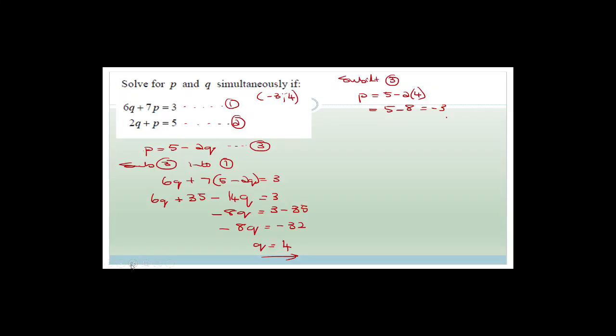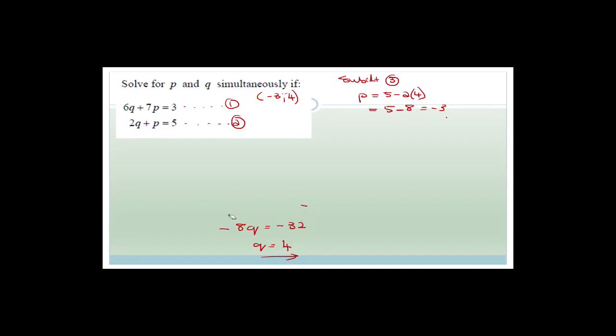Now I want to show you a different way of doing this. In this case, what I'm going to do is use elimination. In other words, I'm going to multiply one of the equations by a number so that I can actually get rid of either the P or Q.